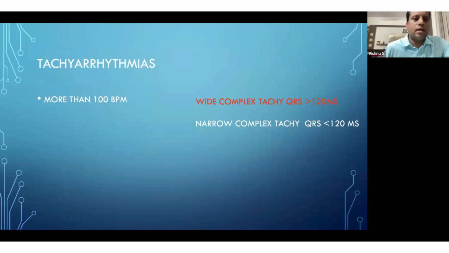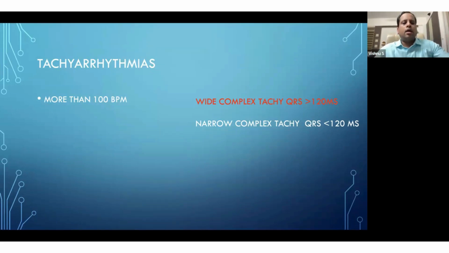Today we will be understanding the tachyarrhythmias. Tachycardia, you all know the definition: the heart rate is more than 100 beats per minute. When analyzing a tachy ECG, you should look at at least 5 points to tell what the arrhythmia is. There are two types: wide complex tachyarrhythmias, in which the QRS duration is more than 120 milliseconds, and narrow complex tachycardias, with QRS duration less than 120 milliseconds.